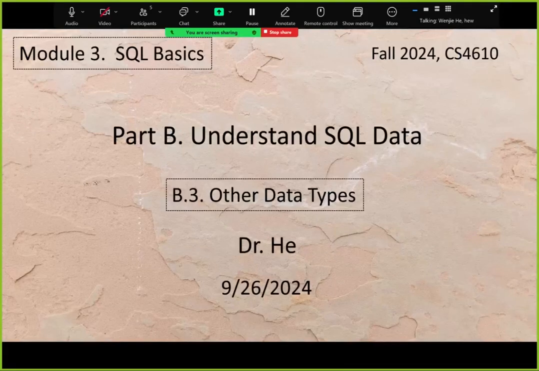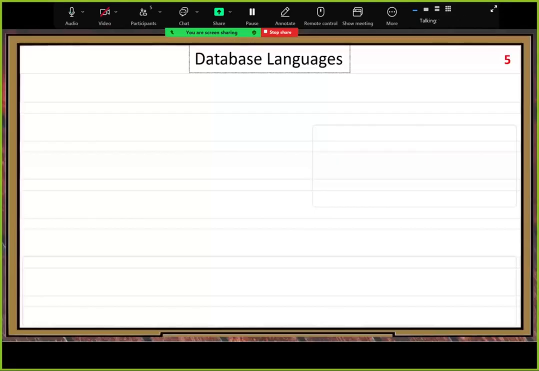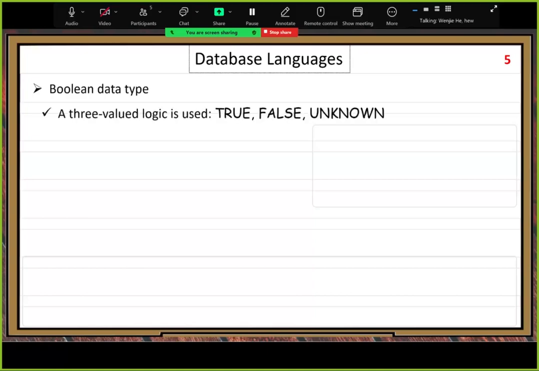B.3, other data types. Here the title is different. Probably I forgot to change the title. All right, Boolean data type first.